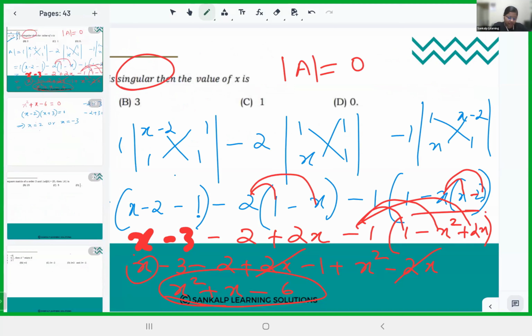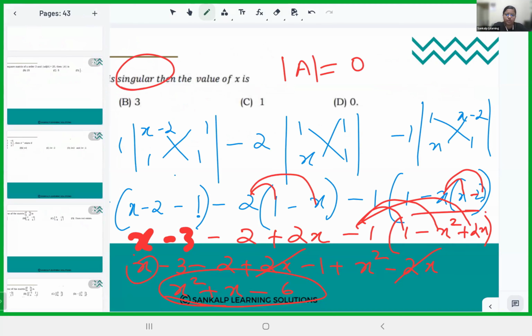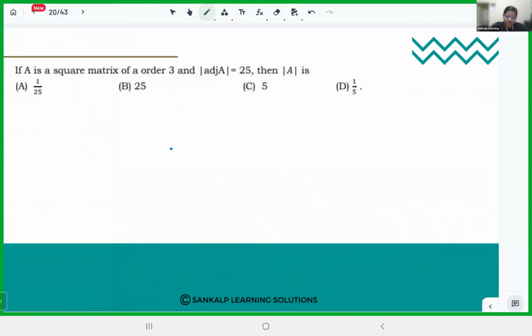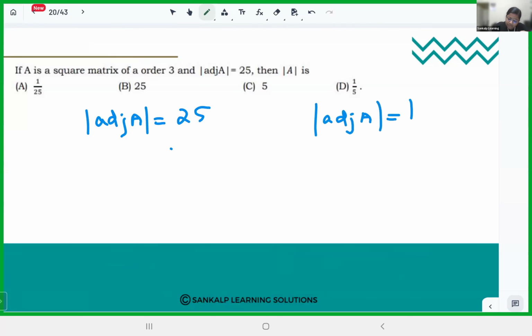If A is a square matrix of order 3 and determinant of adj A is equal to 25, then what is the value of determinant of A? Okay, so they have given the determinant of adj A. Determinant of adj A equal to 25 means we know the relation between determinant of adjoint of A and determinant of A. What was that? Determinant of adj of A is nothing but determinant of A raised n minus 1.